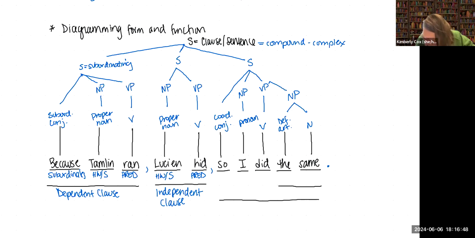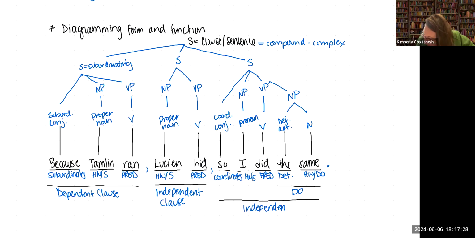So coordinates, right? I is going to be the head word and the subject. Did is our predicate. The functions like a determiner, and same functions as a head word, but it is also the direct object, right, of the verb did. So what was done? The same. So that whole noun phrase then is our direct object. And since we have a coordinating conjunction with the subject, predicate, and direct object, we have another independent clause.